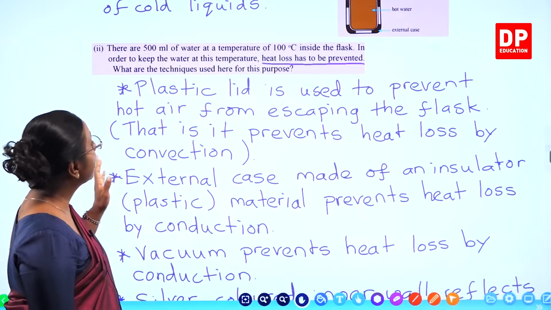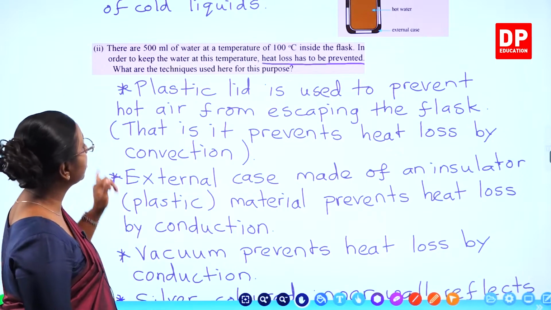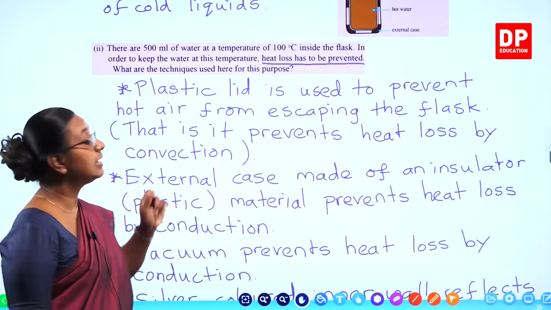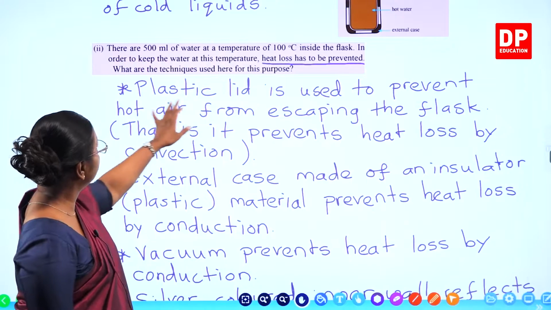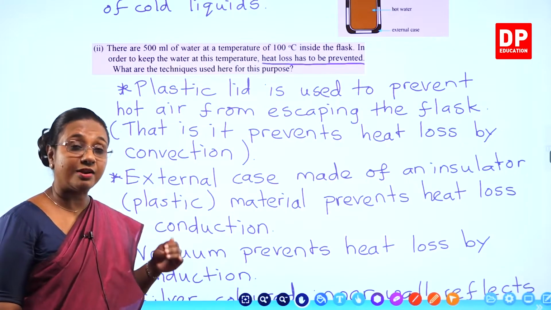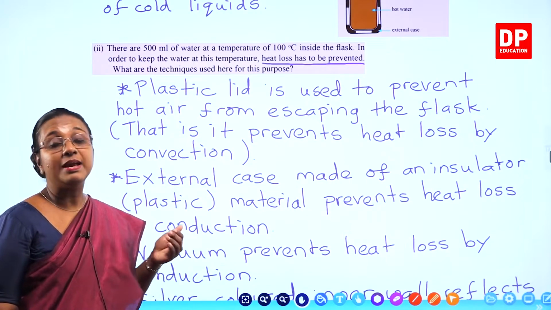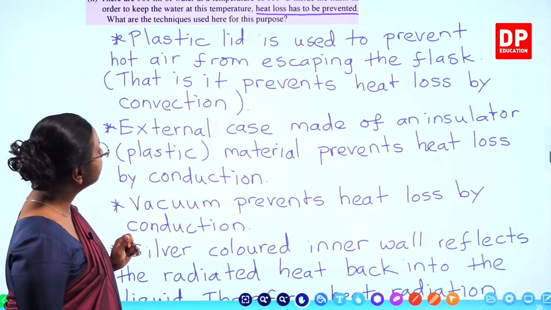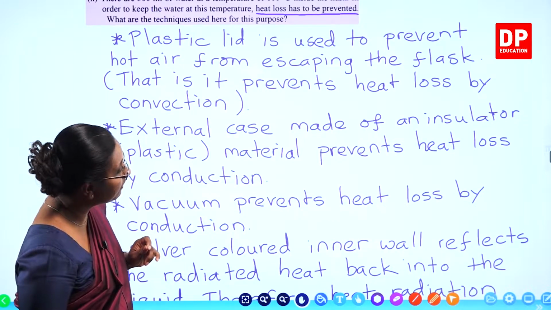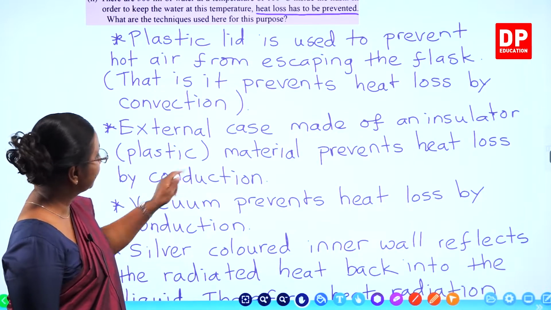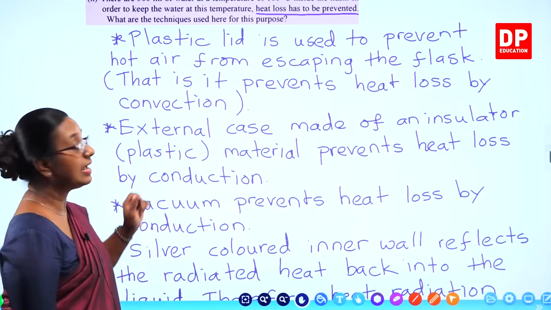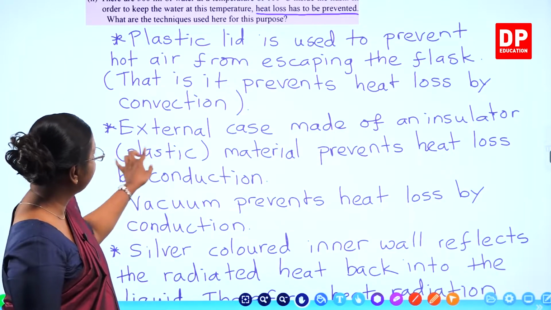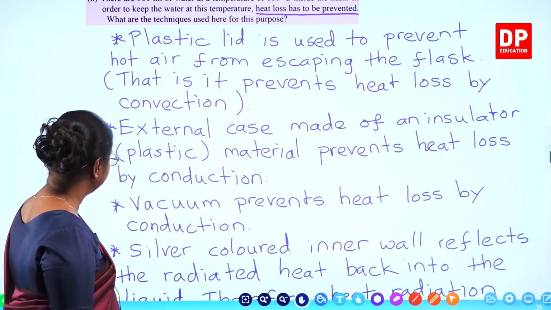The first one is plastic lid is used to prevent hot air from escaping the flask. That is, it prevents heat loss by convection. So here, as I told you, instead of writing plastic lid, you can also write it as a lid made out of insulator material. Then the second one, external case, again made of an insulator material, that is plastic, prevents heat loss by conduction. Sideways through solids, it's conduction. So that is prevented by the insulator material.